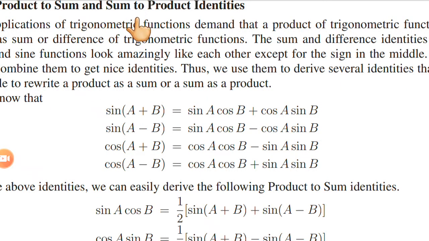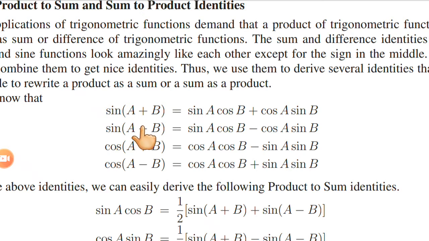Product to sum and sum to product identities. We have already learnt all these identities in previous classes. Sin of a plus b is equal to sin a cos b plus cos a sin b. Sin of a minus b is equal to sin a cos b minus cos a sin b. Cos of a plus b is equal to cos a cos b minus sin a sin b. Cos of a minus b is equal to cos a cos b plus sin a sin b.